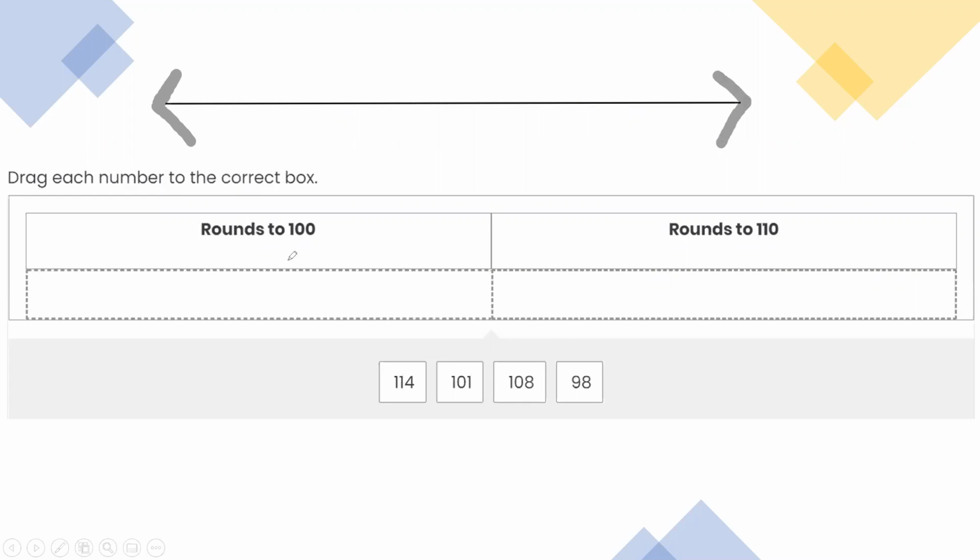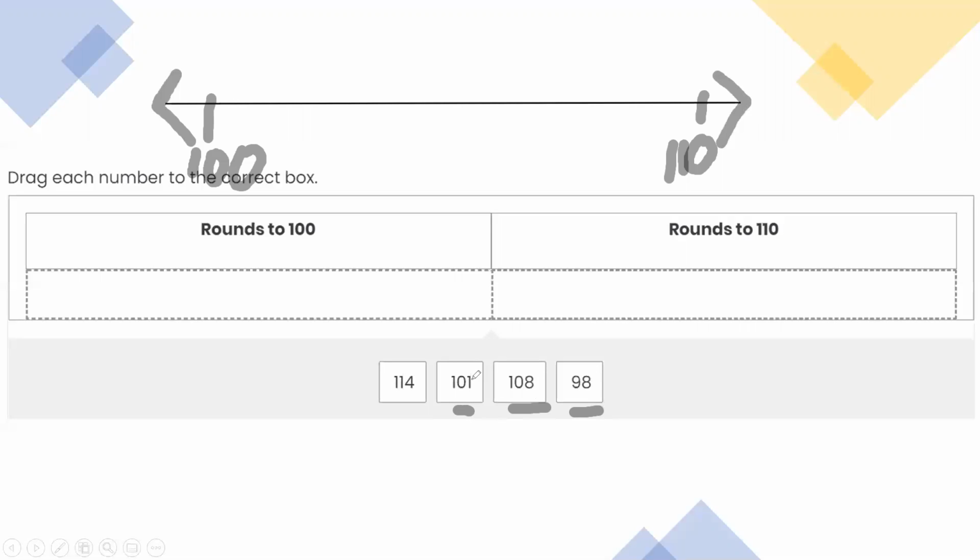All right, so they start with 100. So I'm going to put 100 on this side. And I'm going to put 110 on this side. All right. So let's start with the numbers that are between 100 and 110, okay? So 98 is between 100 and 110, and 101 and 108. We will come back to 114, okay?